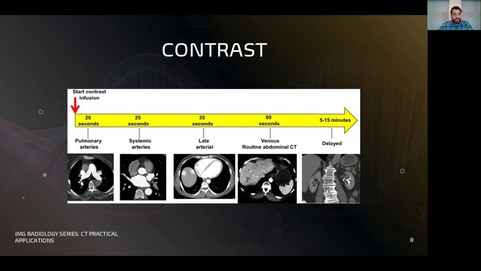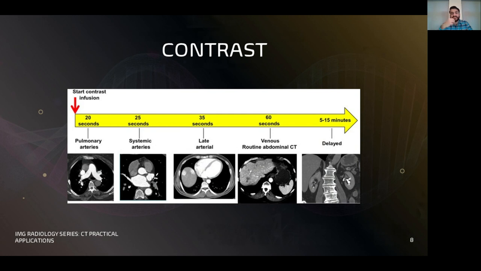In terms of contrast, what happens is the contrast will go through different stages. And those different stages will allow us to visualize different structures. The first stage is the arterial stage. This is usually the first 20 to 40 seconds of the contrast being administered. And so it goes through the arteries, essentially.